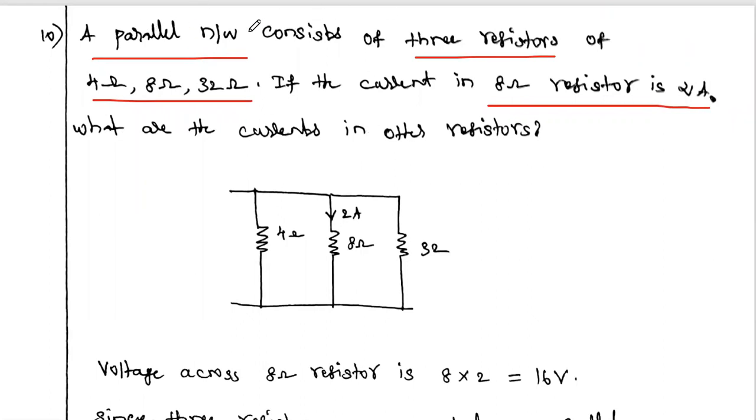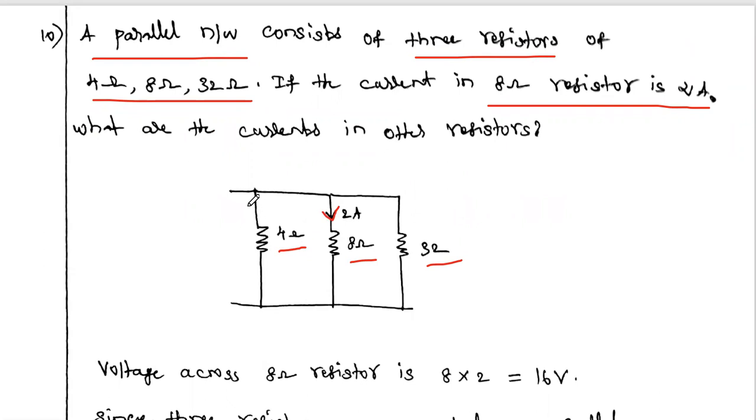A parallel network, 3 resistors. So you just draw 3 resistors in parallel with the values. The first resistor is 4 ohms, the second resistor 8 ohm, and the third resistor 32 ohm. And what is the other data? Current in the 8 ohm resistor is 2 amps. So only the current flowing through the 8 ohm resistor is given as 2 amps. Then what are the currents in the other resistors?